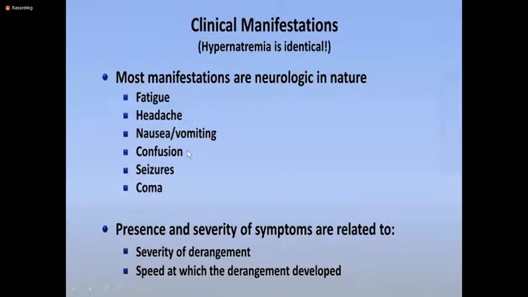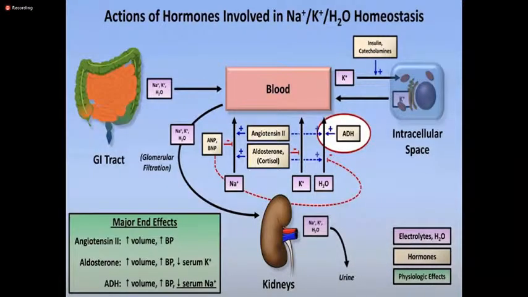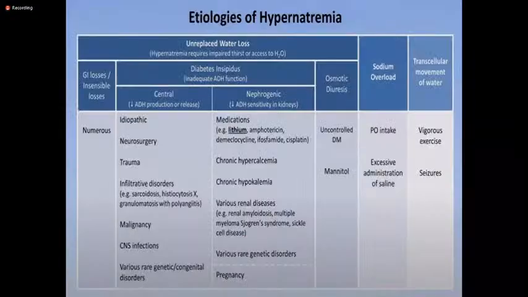So CNS symptoms, basically fatigue, nausea, vomiting, headache, confusion, seizures, coma. And just like in hyponatremia, the severity of these symptoms is related to the rate at which the derangement developed and the severity of the derangement. Same hormones come into play. So the same renin-angiotensin system, ADH, ANP, BNP also play a role in hypernatremia, and that one I've already discussed.